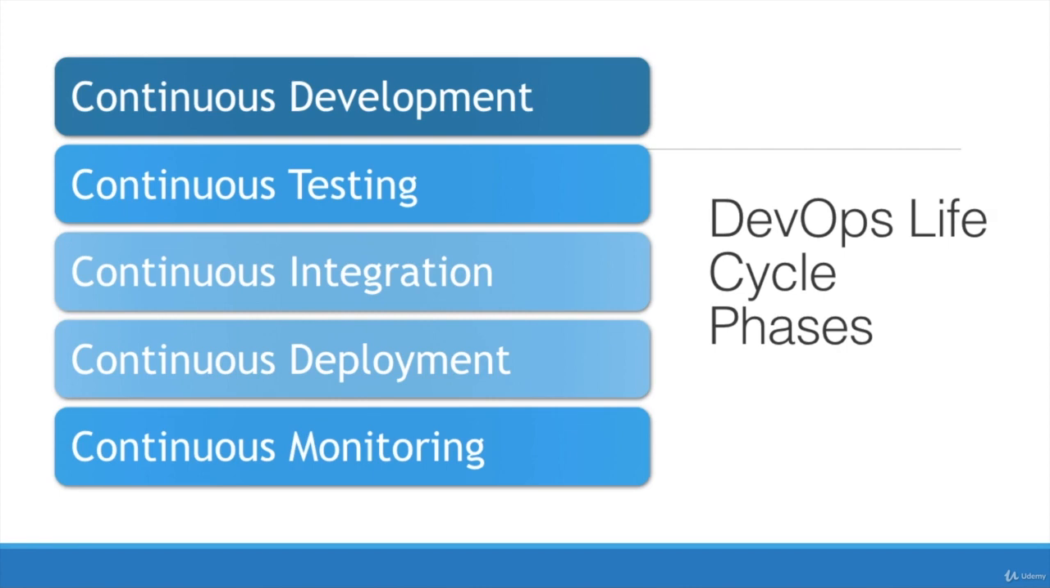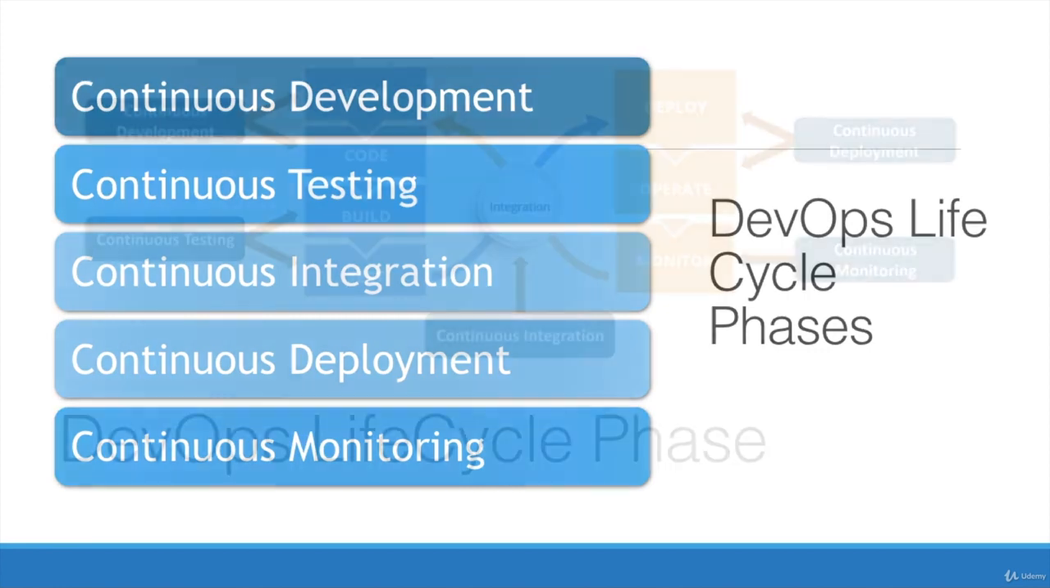The very first stage is continuous development. The second is continuous testing. The third stage is continuous integration. The fourth one is continuous deployment, and the fifth one is continuous monitoring. In this tutorial, we are going to discuss each and every phase in detail. First, we will start with continuous development.